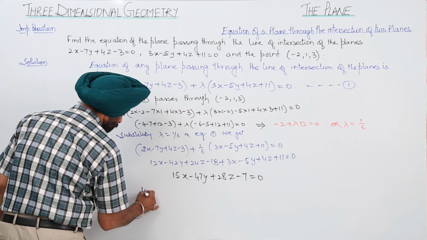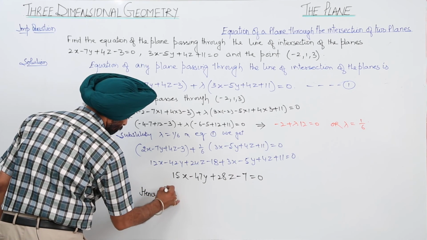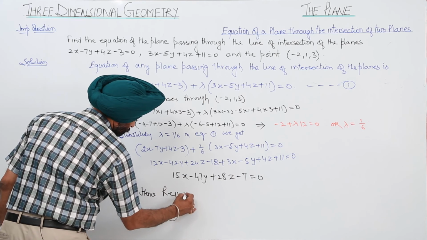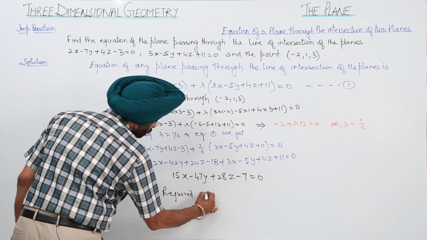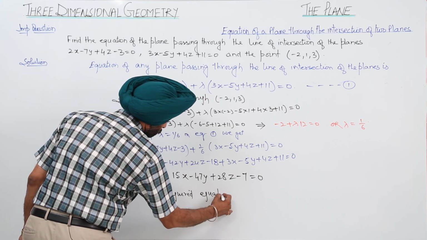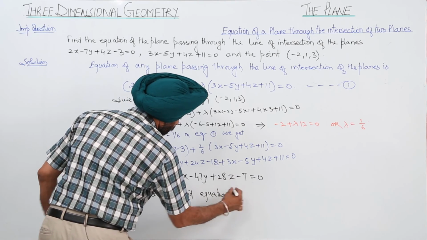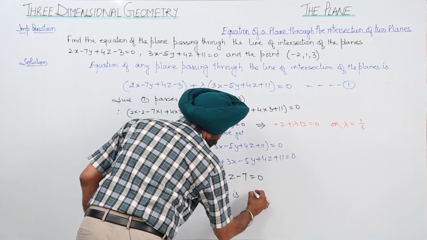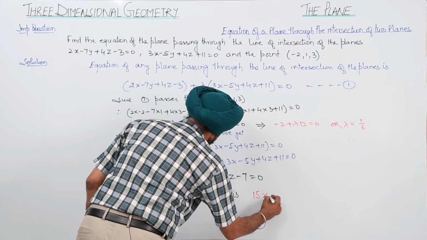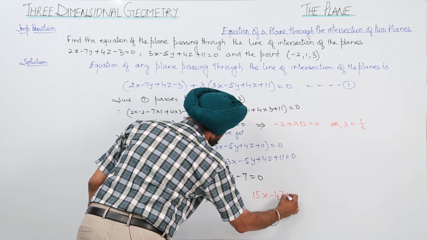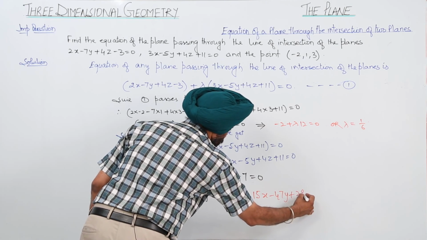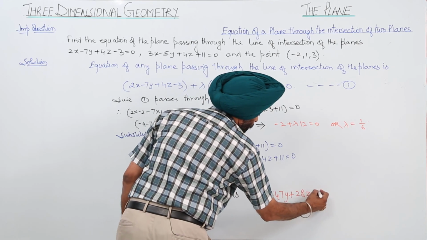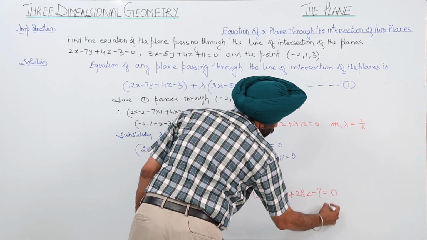Hence, the required equation is 15x minus 47y plus 28z minus 7 is equal to 0. Answer.